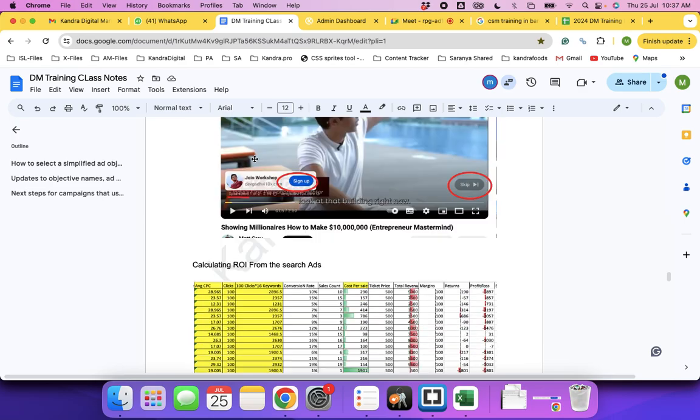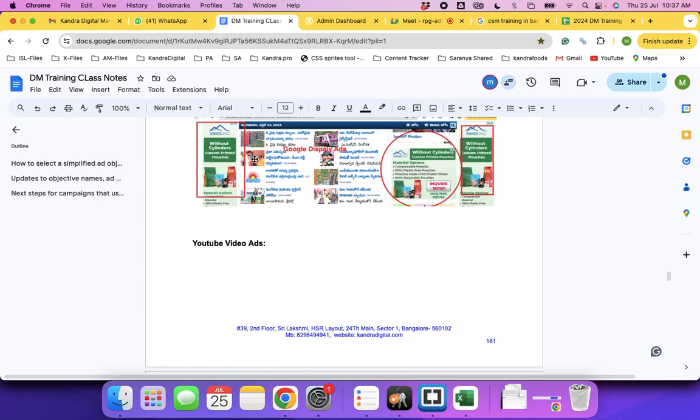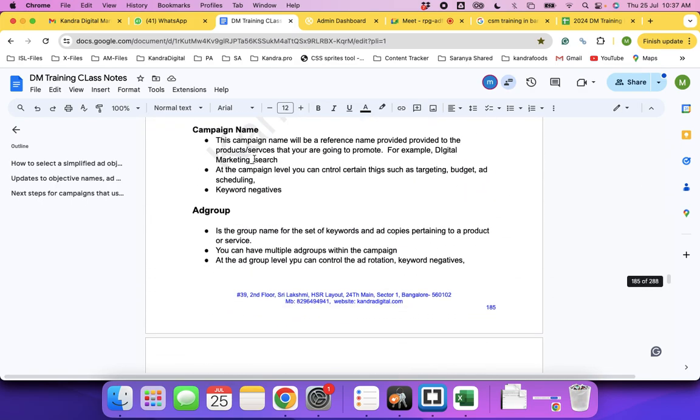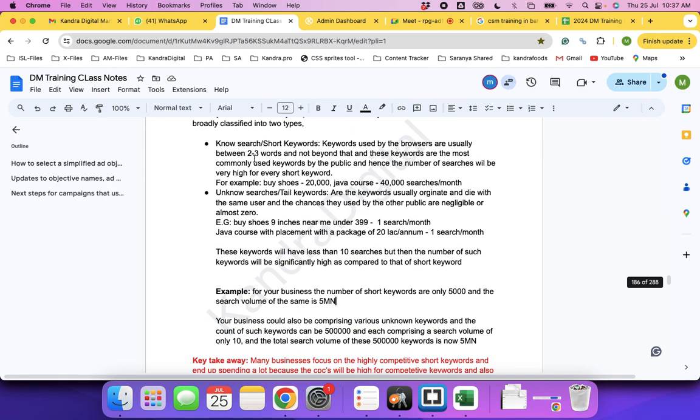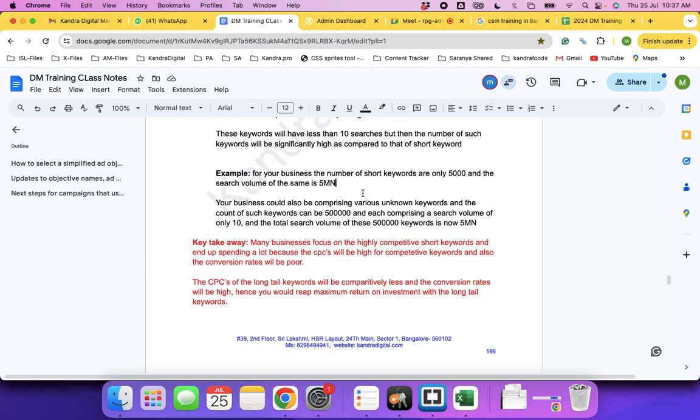Okay. So now, if it is a known search, you will bid. I told you there are 50 million keywords for which the searches are not known. You don't know how they are searching. Correct? How will you figure out how they are searching your keyword? Correct? Here, look at this. Your business short keywords are only 5,000, and known keywords are only 5,000. Unknown keywords are 50,000. How will you know which are these 50,000 keywords?